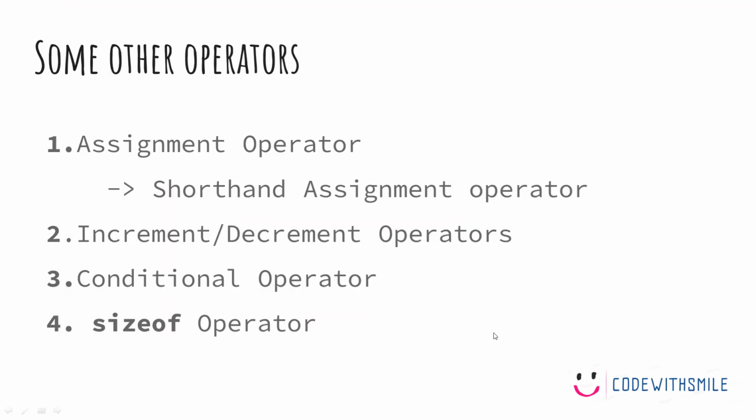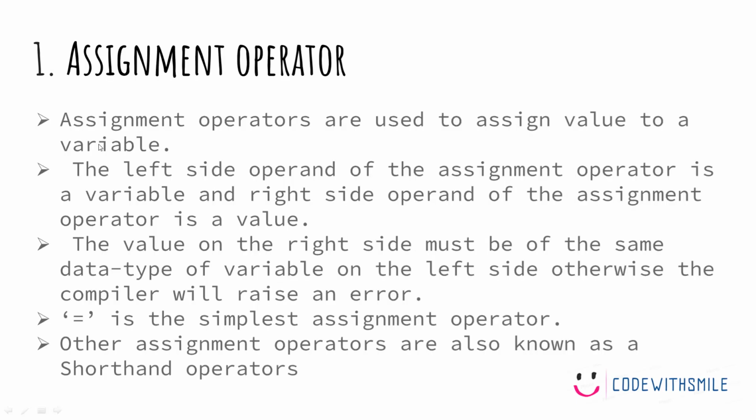Let's now study some other operators. These are assignment operator, increment decrement operators, conditional operators and sizeof operator. Let's study them one by one. First is assignment operator. Assignment operators are used to assign a value to a variable. We already know that to assign a value to a variable, we use equal to symbol. So equal to is the simplest assignment operator.